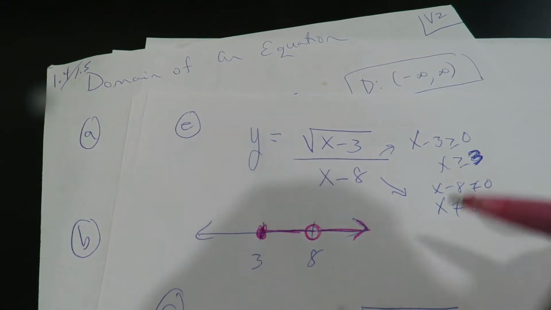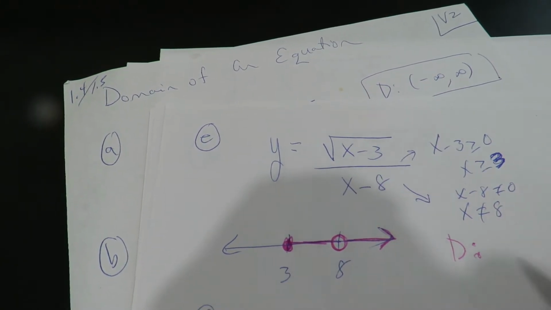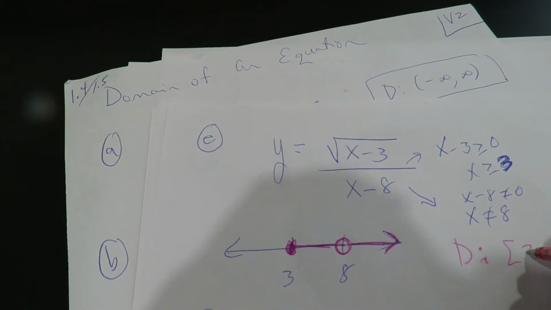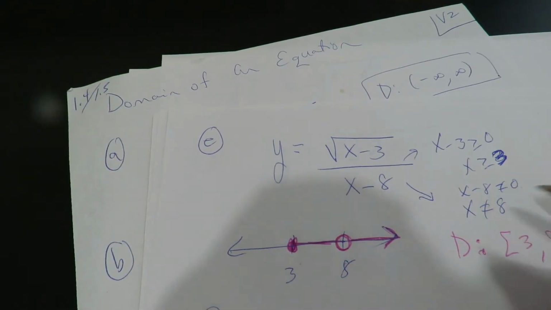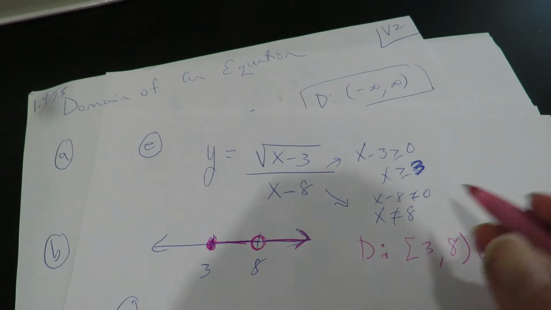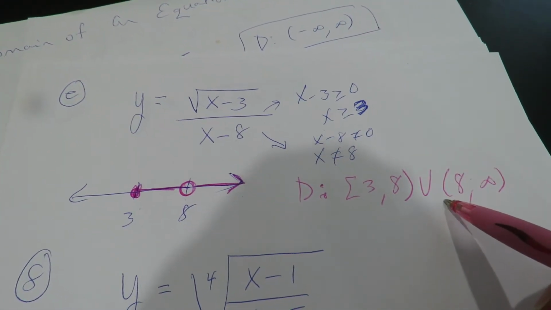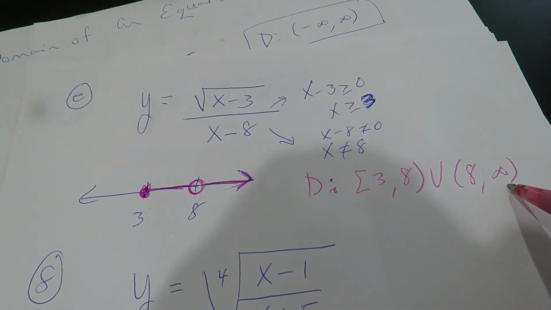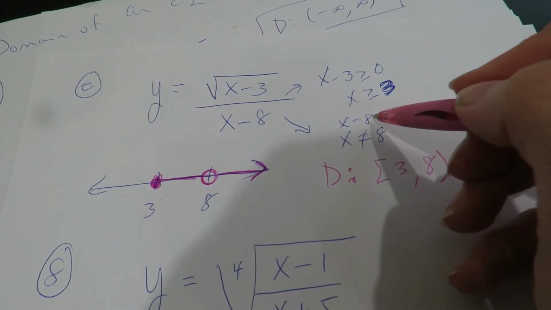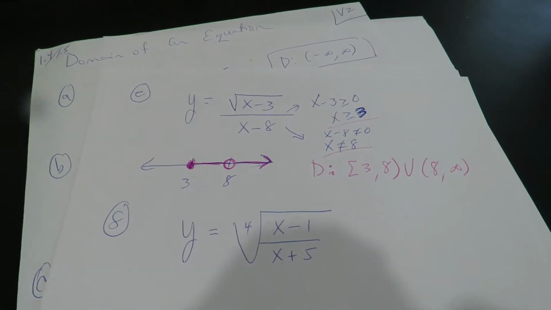So if you write this in a fancy way, which would be nice if you do it, you're going to go from 3 to 8, but you cannot include 8. That's why it's open at 8. Then you go from 8 to infinity, open at 8, always open at infinity. If that's just too confusing, you can leave it as these two parts in your answer, and I'll be fine with that, okay?